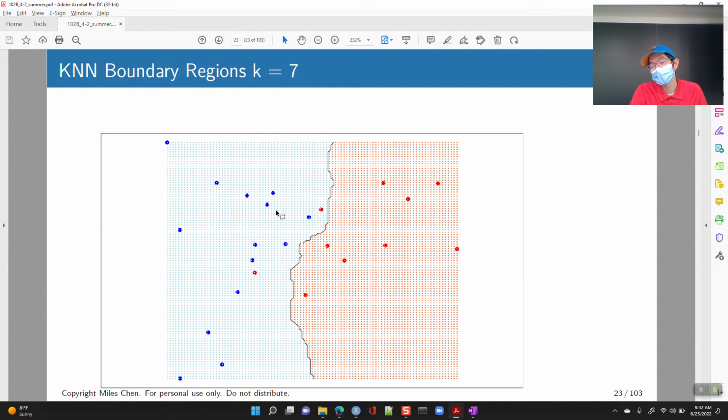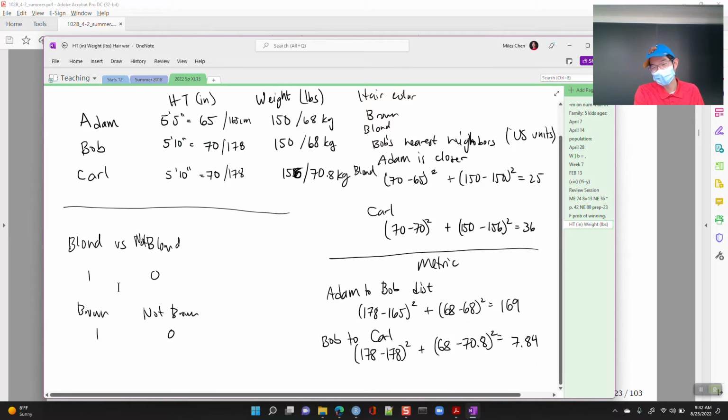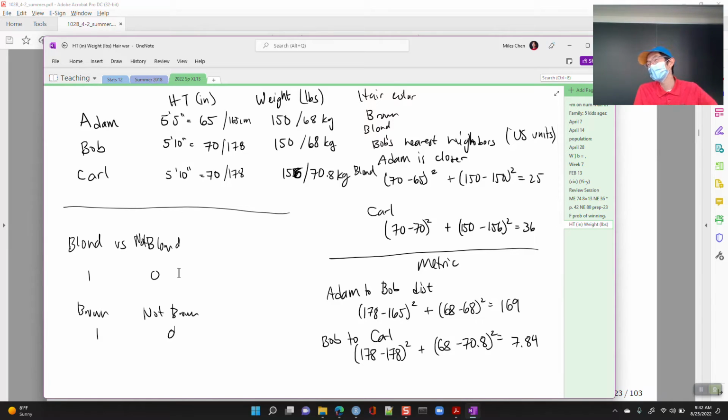I guess the answer is it depends. First of all, you have to ask, does it make sense to even, can we measure distance? In the case of hair color, blonde versus not blonde and brown versus not brown, can we measure distance? And the answer is I'm not sure. So you have to ask that question first.